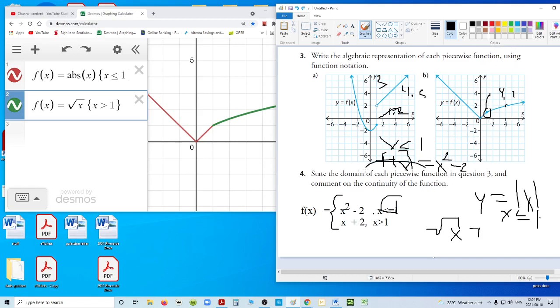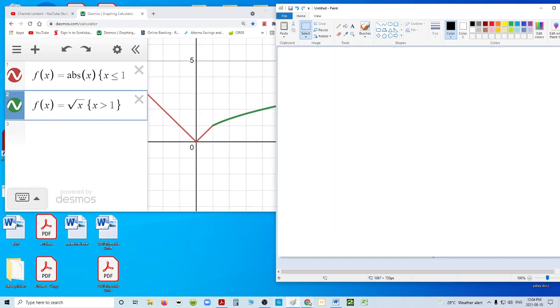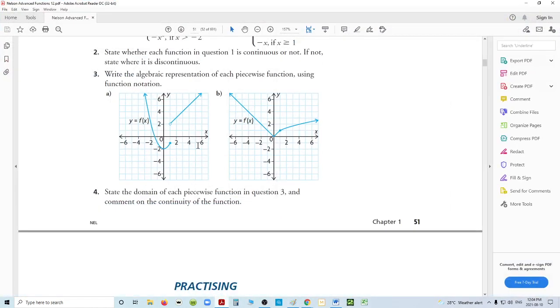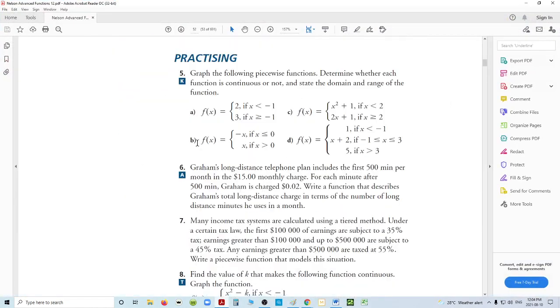State the domain of each. So the domain of both of these is x element of R. State the range. So y is bigger or equal to minus 2 on this one. And on this one, y is bigger or equal to 0. The comment on the continuity we already did. This is a function that's continuous. This is a function that's not continuous. Hope that's clear on what's going on. They're just two functions slapped together.